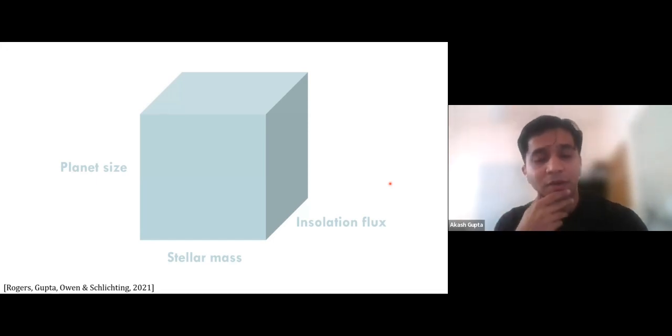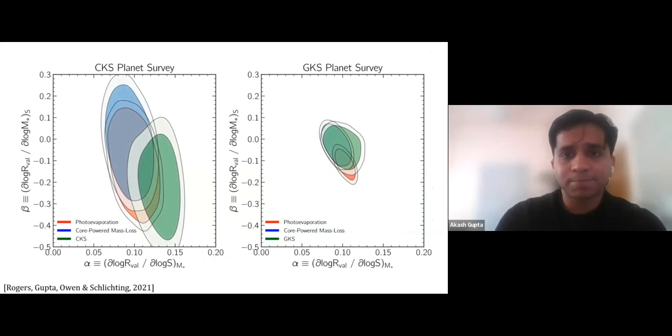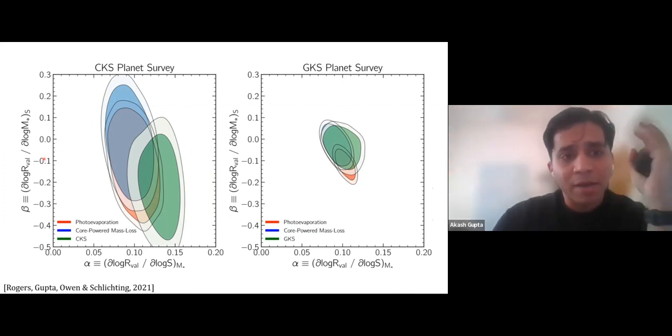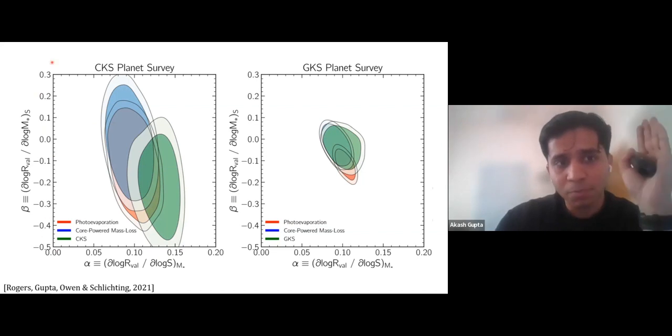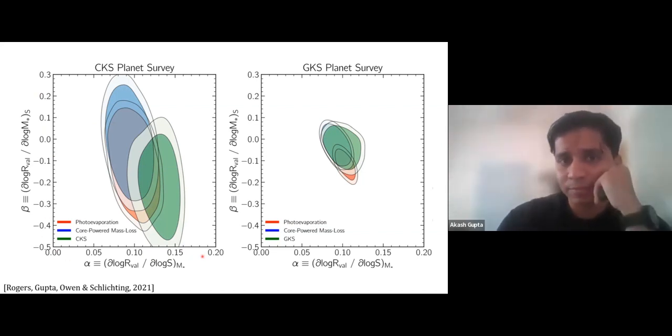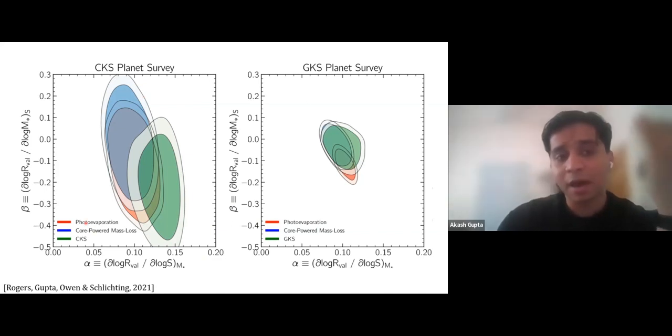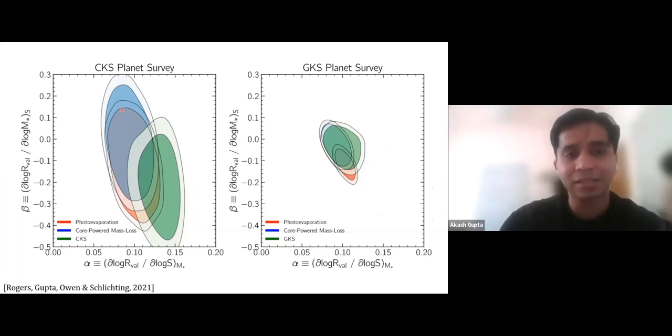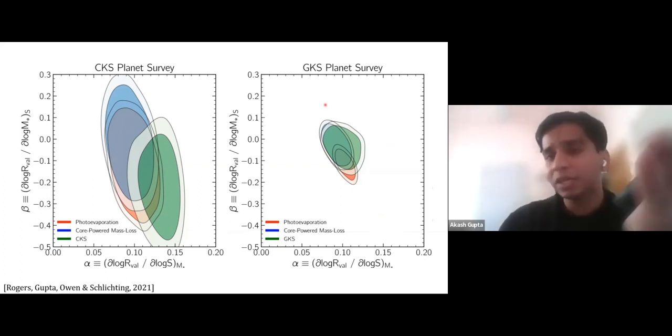And this is something we explored in collaboration with James Rogers and Chip Sowen. In a nutshell, our results look something like this. Now, I'm not planning on going into the nitty-gritties of this, but I'm happy to talk more about it if anyone of you might be interested. But what we basically have here is this beta slope and alpha slope on the x-axis. And we are comparing the predictions of photoevaporation and core-powered mass loss models with the CKS planet survey on the left-hand side, and the GKS planet survey on the right-hand side.